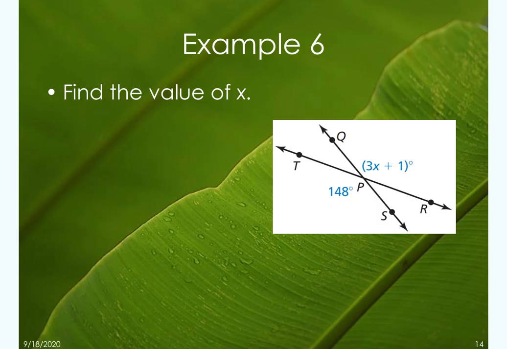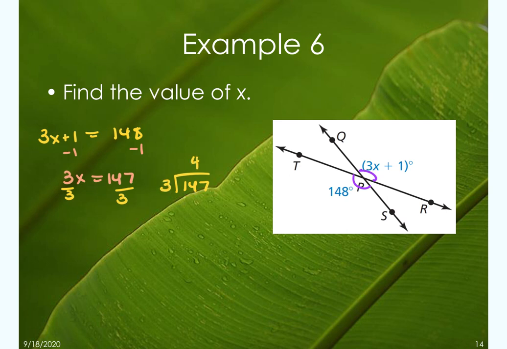All right, this one is back to algebra. So finding the value of x. These two angles are vertical angles. And because they're vertical angles, they are congruent. So I can say 3x plus 1 equals 148. I can subtract 1 from both sides. 3x equals 147. Divide both sides by 3. 147 divided by 3 would be 49.